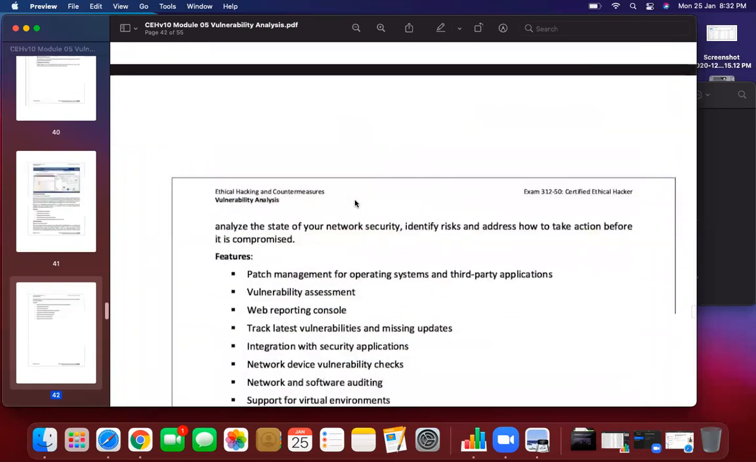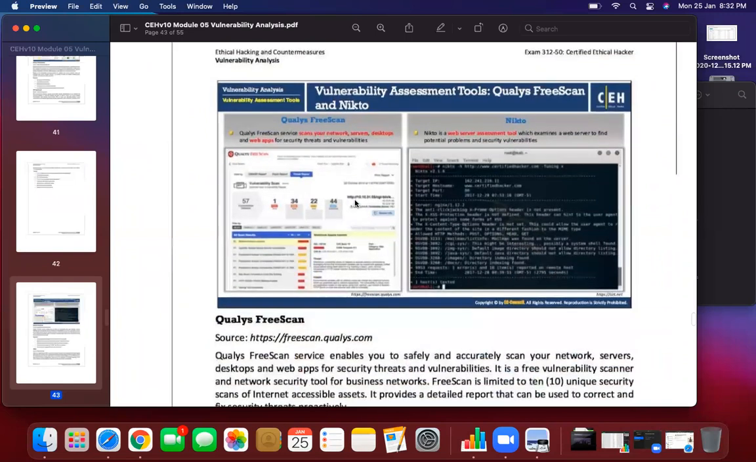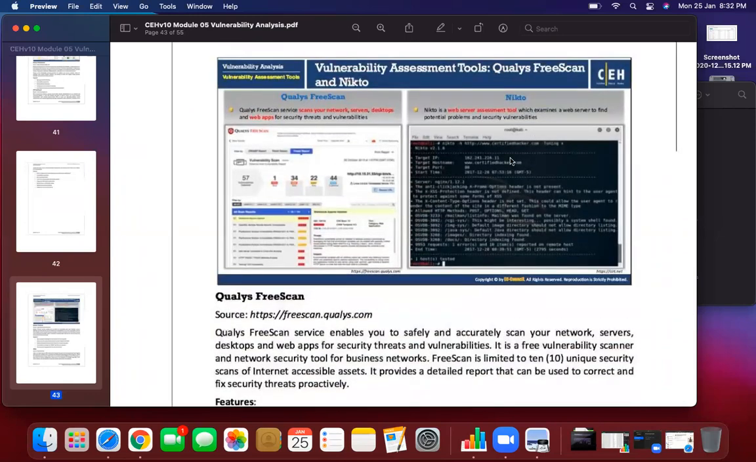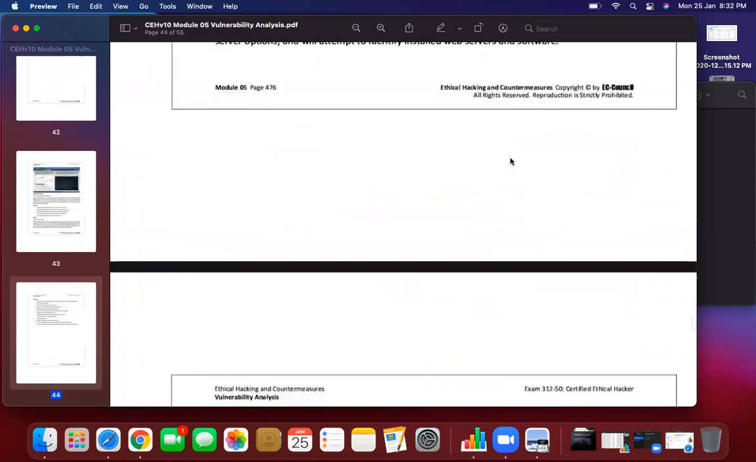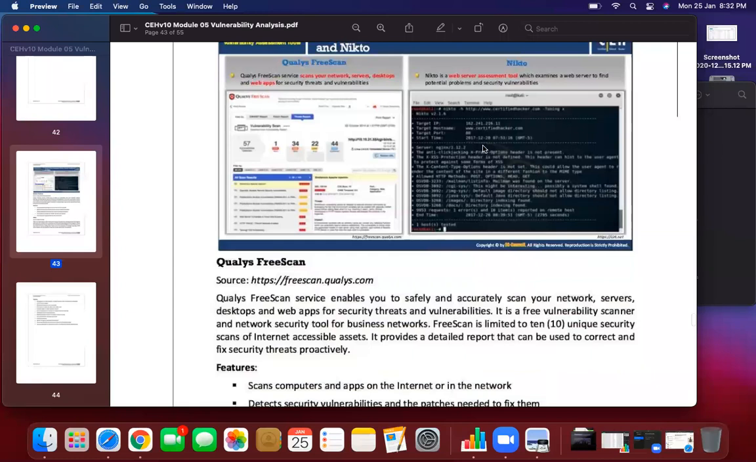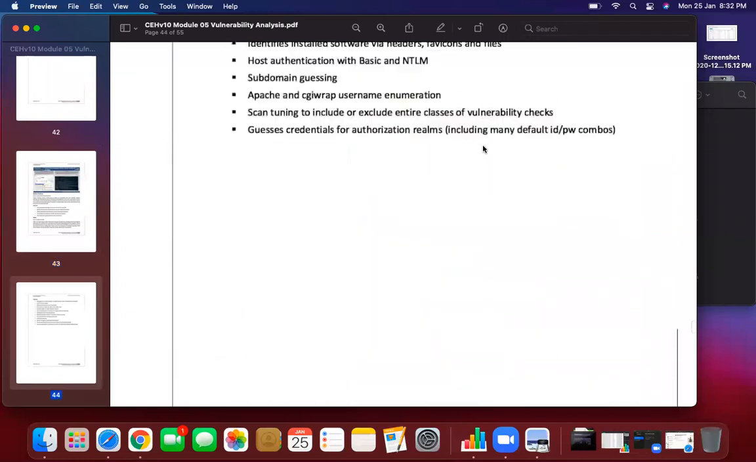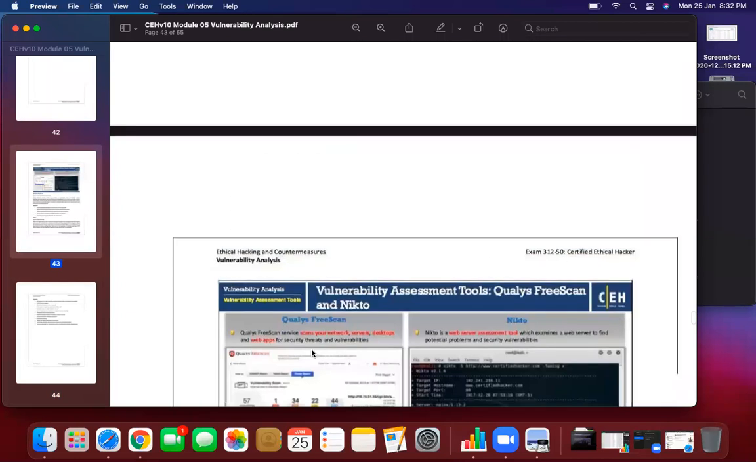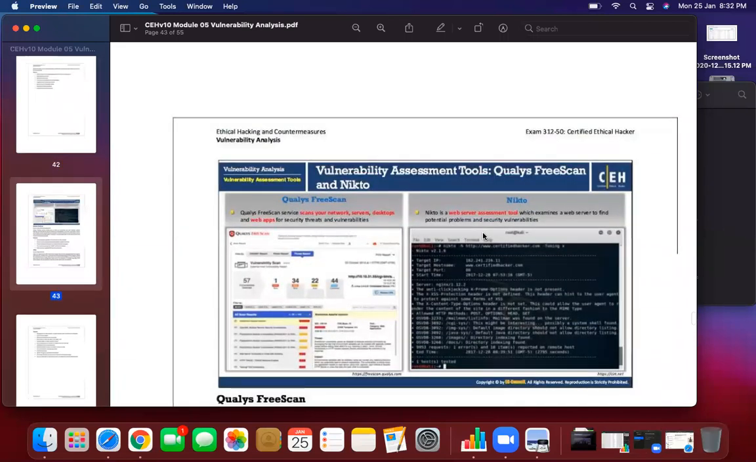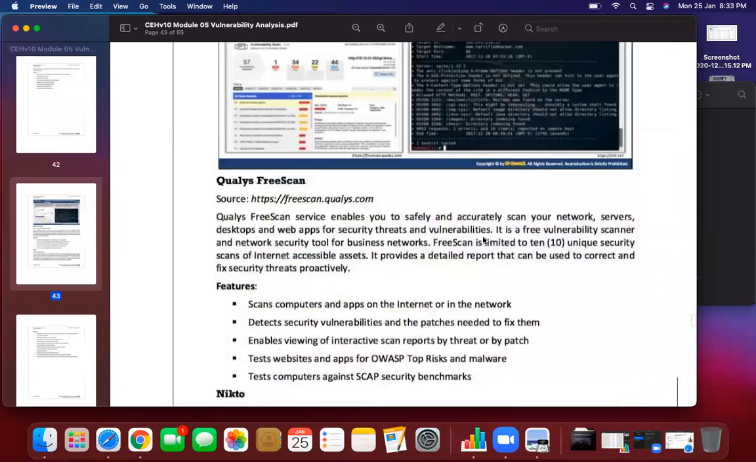Then we have Qualys free scan, a free version of Qualys, and Nikto. Nikto we will be doing in the Kali Linux practical. It is a web-based assessment tool for finding vulnerabilities. Now, if you want to find the vulnerabilities of a website, you can use Nikto. All these tools are available in the tools which I gave you, and Nikto is available by default in Kali.